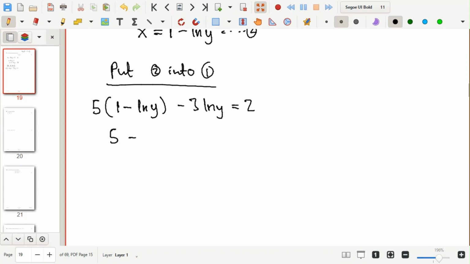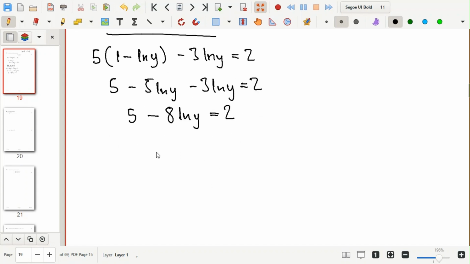So this should give me this. Now these are like terms, so I can subtract them. This is the same as negative 8 ln y. Okay, so I make this one come here. So I get 3 is equal to, then I will make this one go to my right. So 8 ln y.